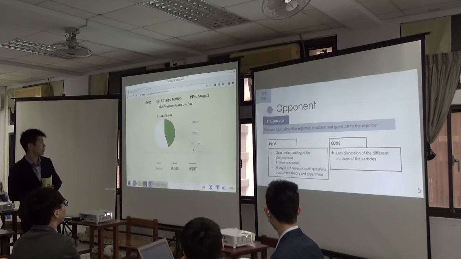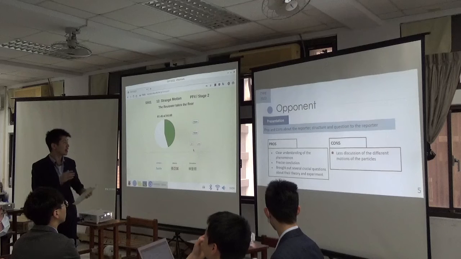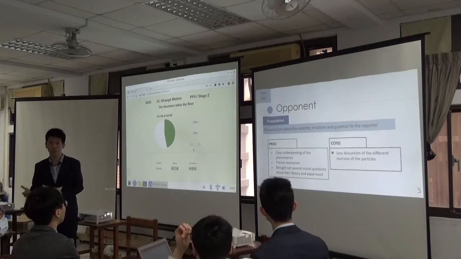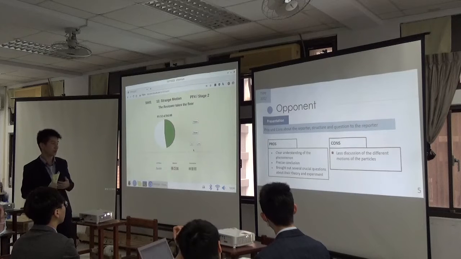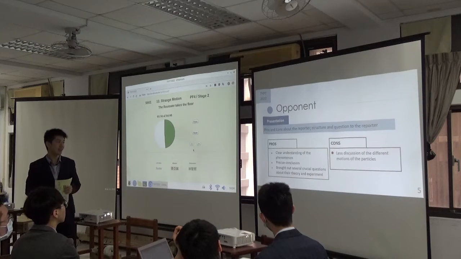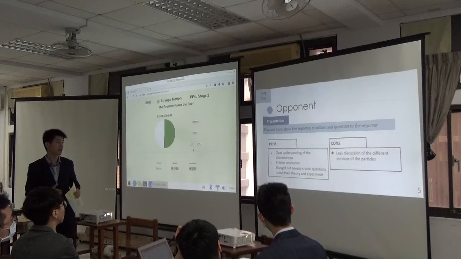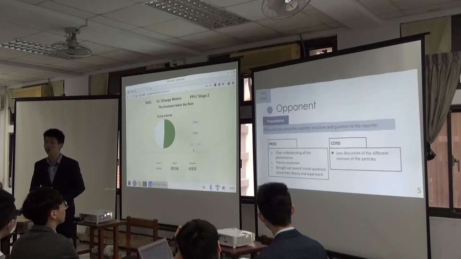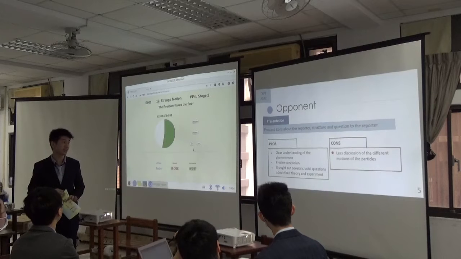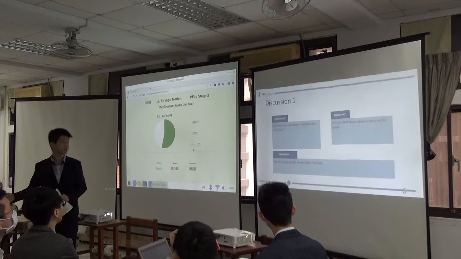So here's about the opponent. During the discussion, he talked about the pros and cons of the reporter, and the structure, and the questions to the reporter. So here's what we think about the pros and cons. For the pros, he has a clear understanding of the phenomenon. And second, he has a precise conclusion. And third, he brought out several crucial questions about their theory and experiment, and also the problem statement. And for the cons, they have less discussion of the different motions of the particles.